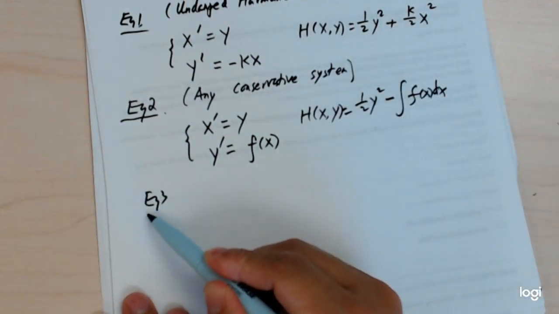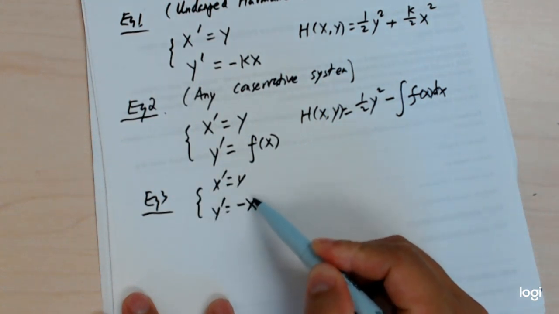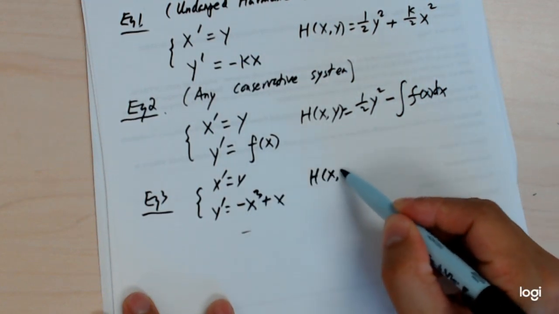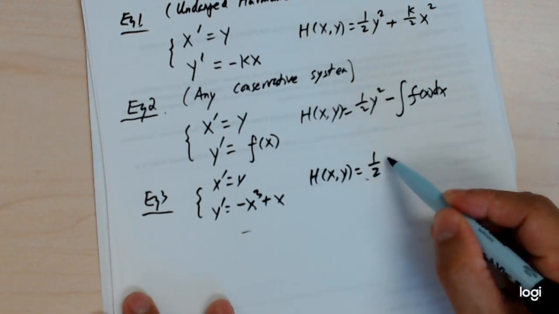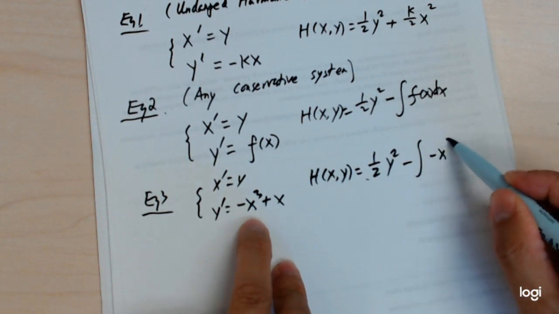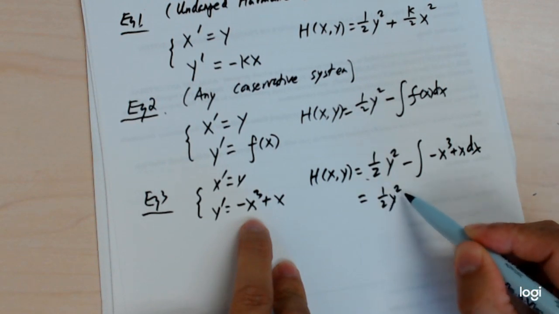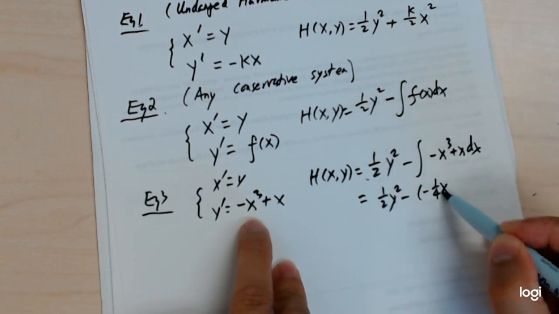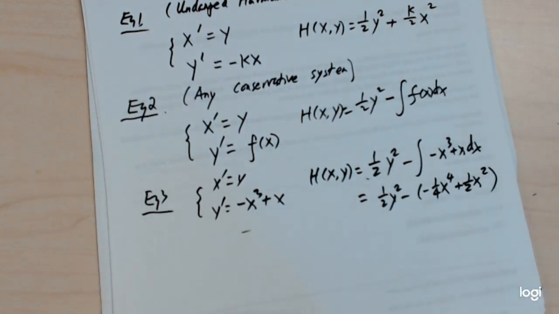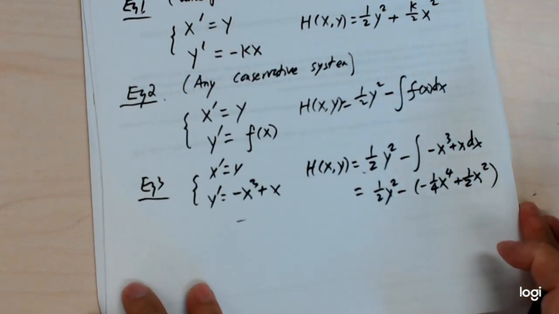One more example. Let's look at this system. So f of x is given by this formula here. Let's write down what my H is: 1/2 y squared minus the indefinite integral of this one here, which you can easily integrate out. So all of those examples that I provided are all Hamiltonian systems.